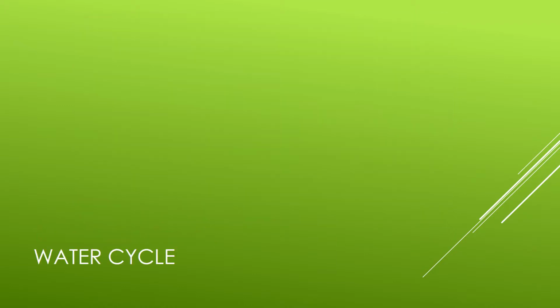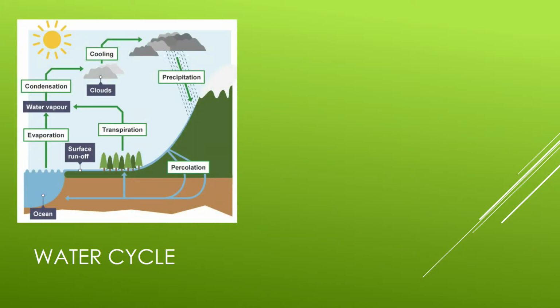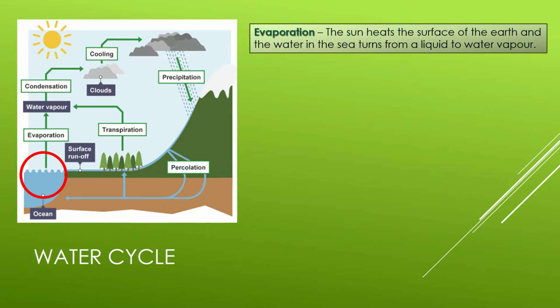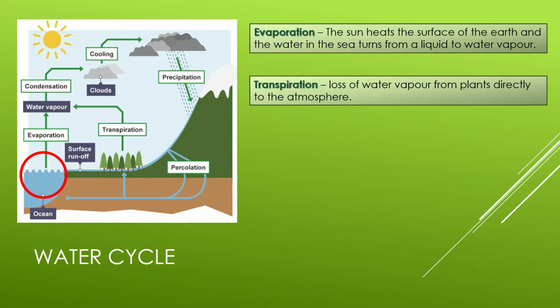Next we have a look at the water cycle, which is a lot less complicated than the nitrogen cycle and it's quite simplistic. Here's a diagram of it and we're going to start looking at the ocean. So firstly, the sun projects its hot beams onto the top of the ocean, which then makes the water evaporate, turning the liquid into water vapour. We can also see transpiration, which is when the water vapour is lost directly from the plants into the atmosphere.